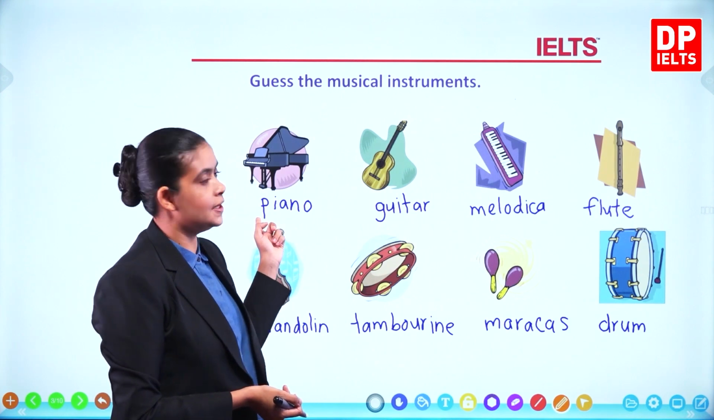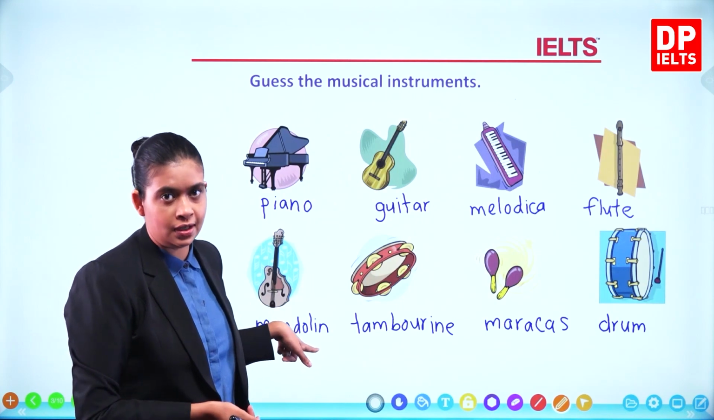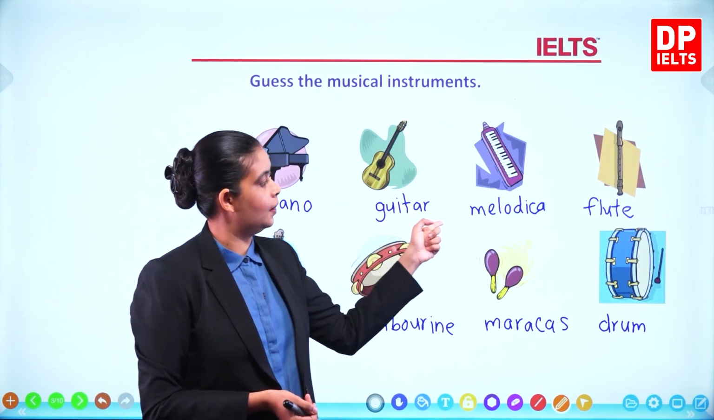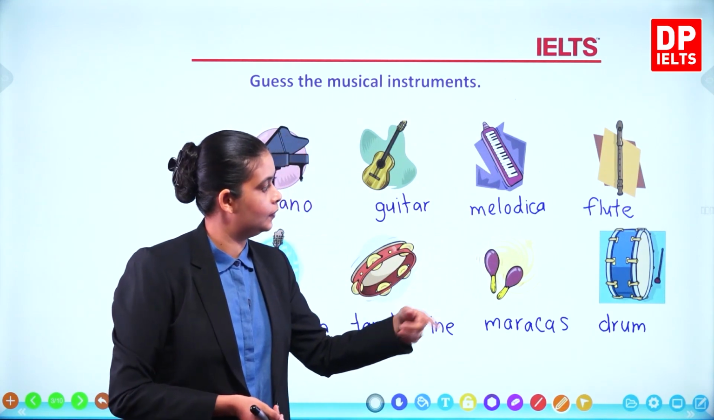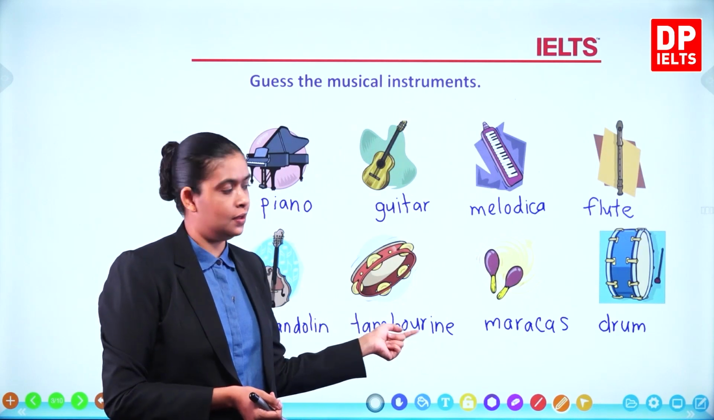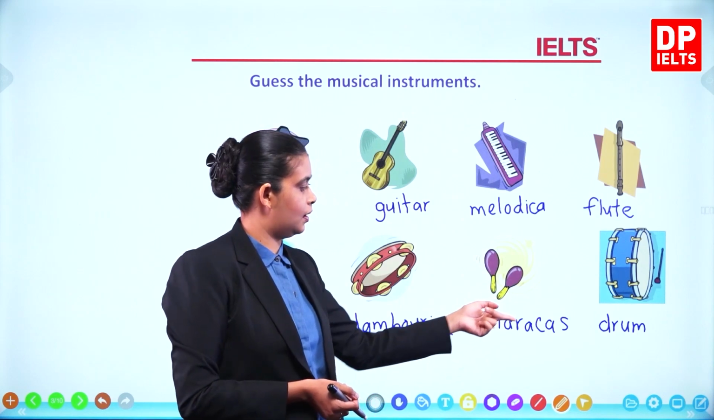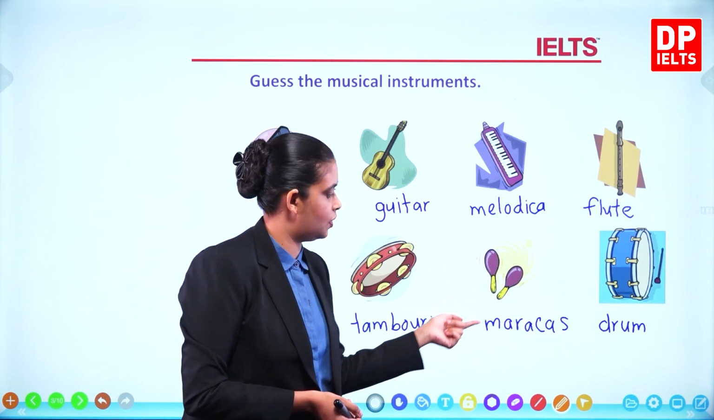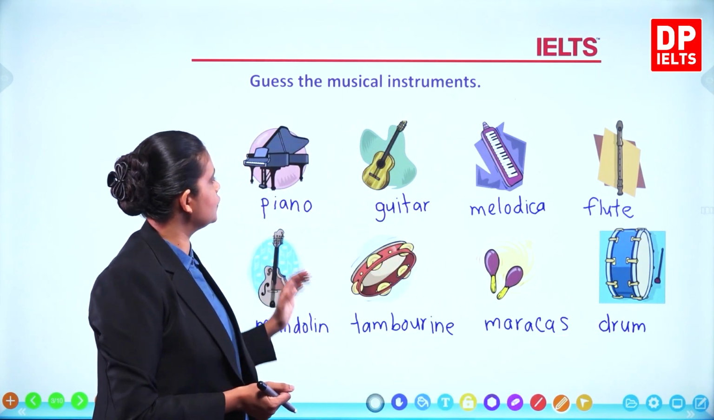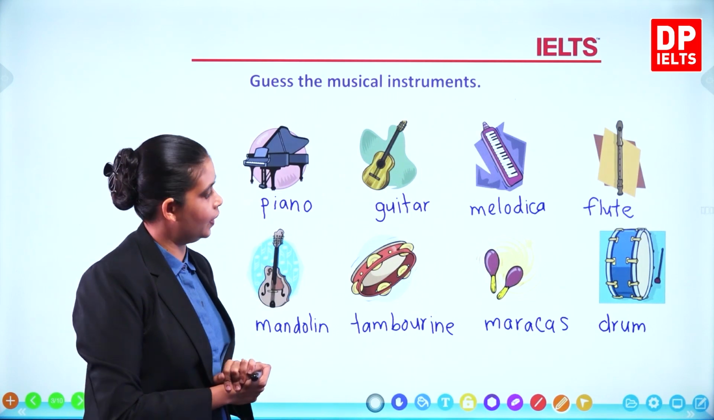The first one is piano. You have the mandolin, guitar, melodica, flute, tambourine, maracas. Some people call it maracas, some people call it maracas, right? Drum. Okay? So you can see the picture, so I don't need to explain it to you, right?